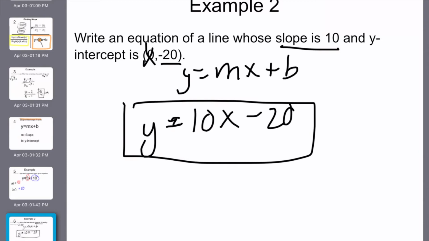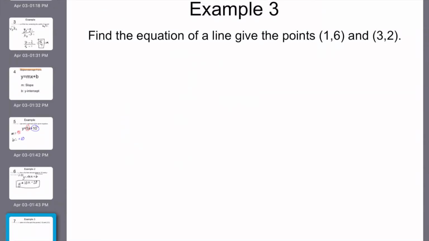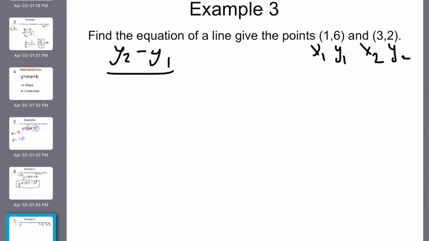Let's try another example. I'm going to try to write an equation of a line in slope-intercept form using only 2 points. This is probably the most difficult part of this section that we're going to be doing right now. So the first thing that I need to do is find the slope. So I am going to label my points first. So this is x1, y1, and x2, y2. I need to remember my formula, y2 minus y1 over x2 minus x1.